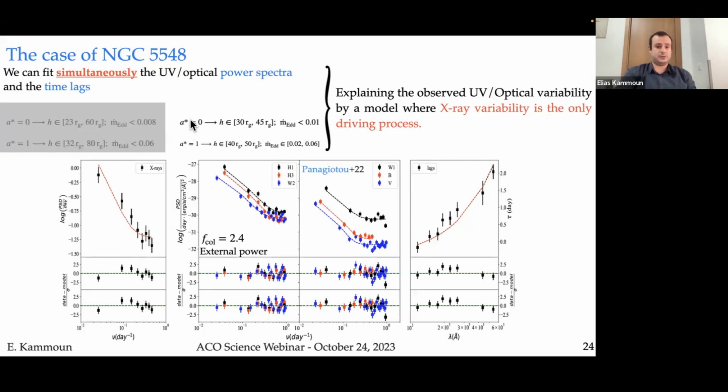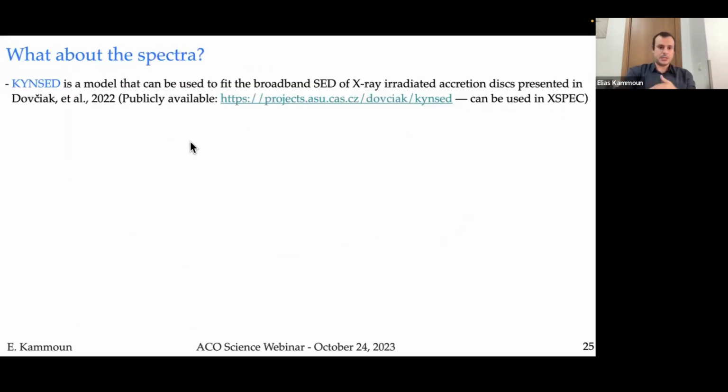Of course, these were applied for spin 0 and spin 1 only, but it does work. So what this is telling us is that we could explain the UV optical variability just by assuming that the X-rays are variable. So the X-rays are the driving process through thermal reverberation. And that's another important test that the model passed. We went even beyond that.